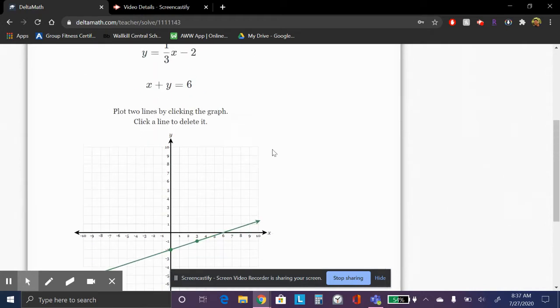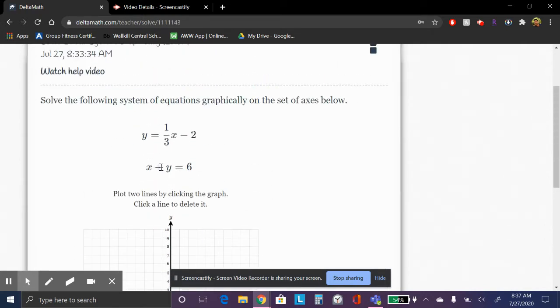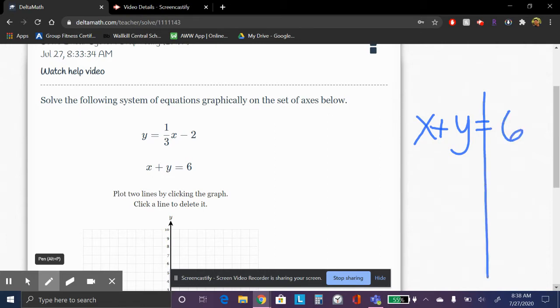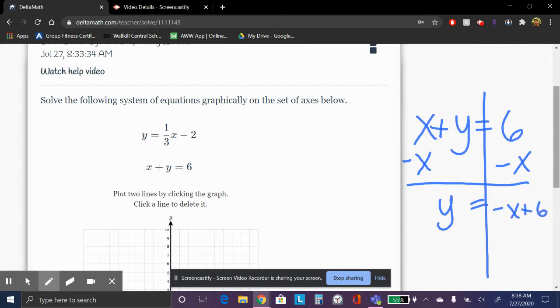There's my line. Now, this one is not in slope-intercept form, so I have to write it on the side and get y by itself. So what I have to do is subtract x from both sides. And again, to leave it in slope-intercept form, it's going to be -x plus 6.